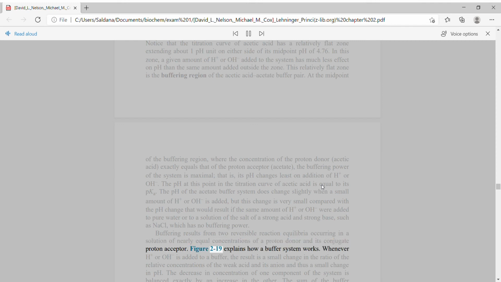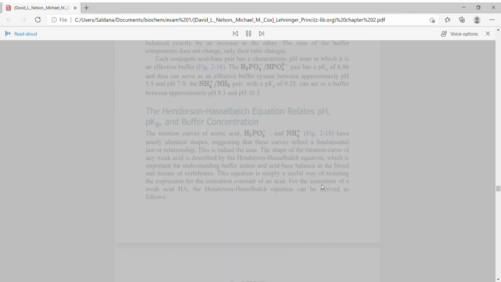Figure 2-19 explains how a buffer system works. Whenever H+ or OH- is added to a buffer, the result is a small change in the ratio of the relative concentrations of the weak acid and its anion, and thus a small change in pH. The decrease in concentration of one component of the system is balanced exactly by an increase in the other. The sum of the buffer components does not change, only their ratio changes.